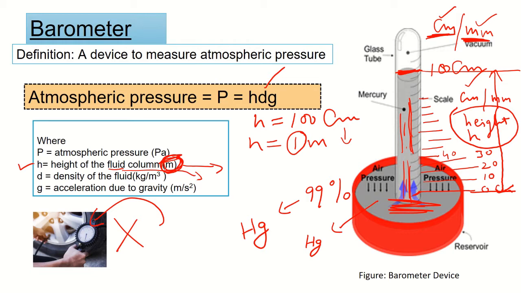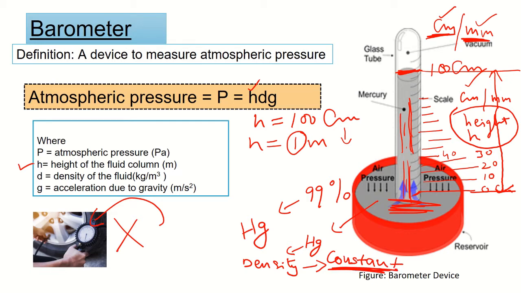Now for the D, D is the density of the liquid, the density of the fluid. Suppose I am using mercury, so I have to take the density of the mercury, and this density of mercury is constant. The density of the mercury never changes; this is a constant value.